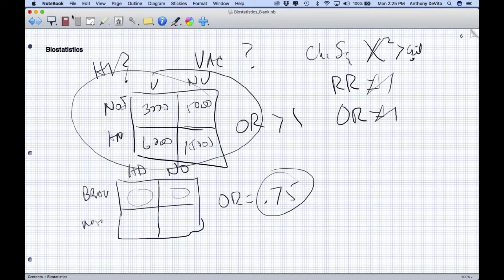Test, right? Chi-square. Not complicated, right? Everybody's comfortable with this? Not really. Okay. Just saying that.